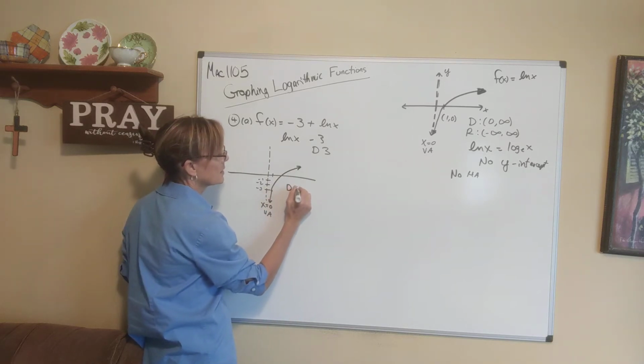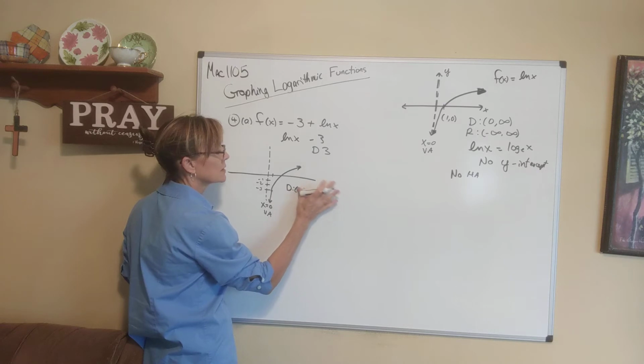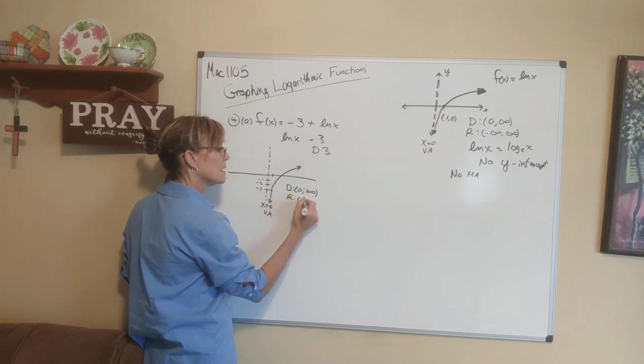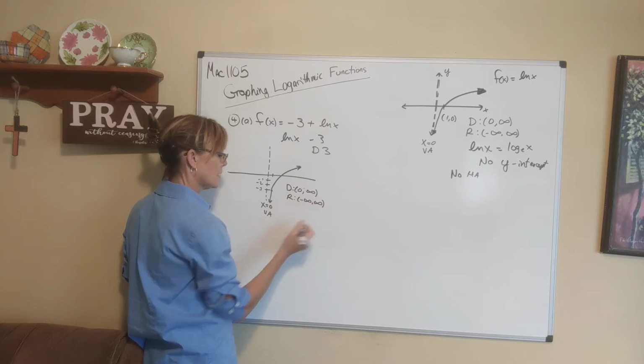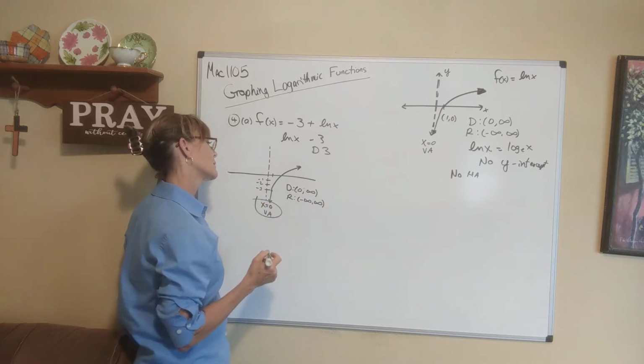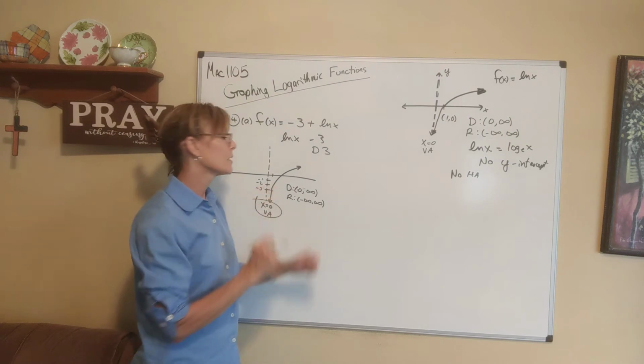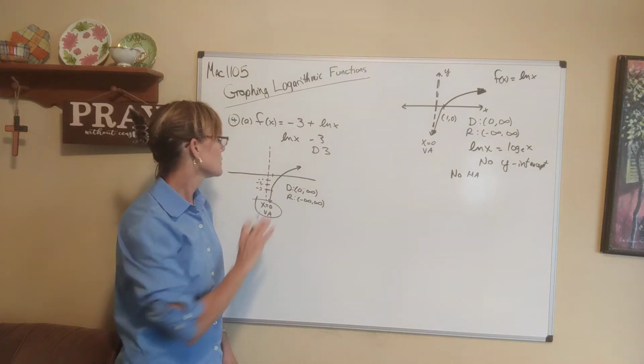So the domain is still 0 to infinity. The range is negative infinity to positive infinity. This is the vertical asymptote. And the x-intercept, I'm not going to worry about the x-intercept for this one.